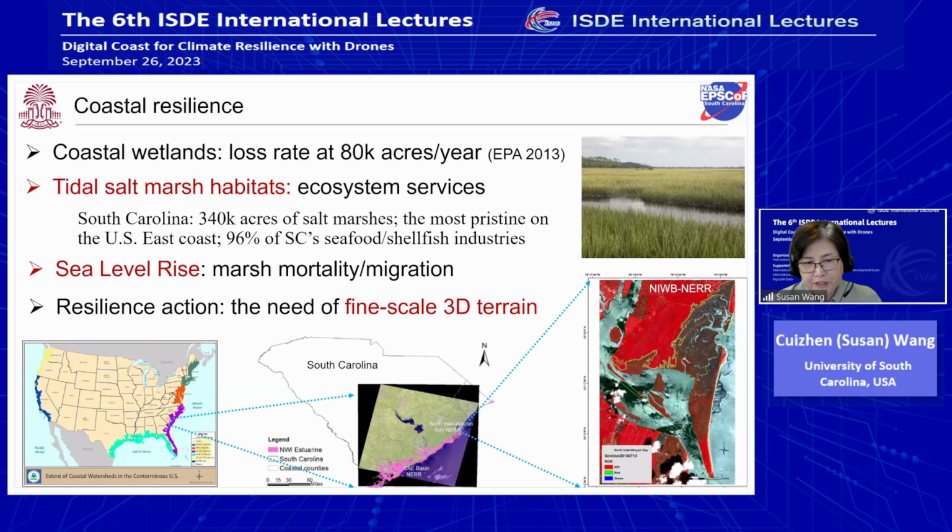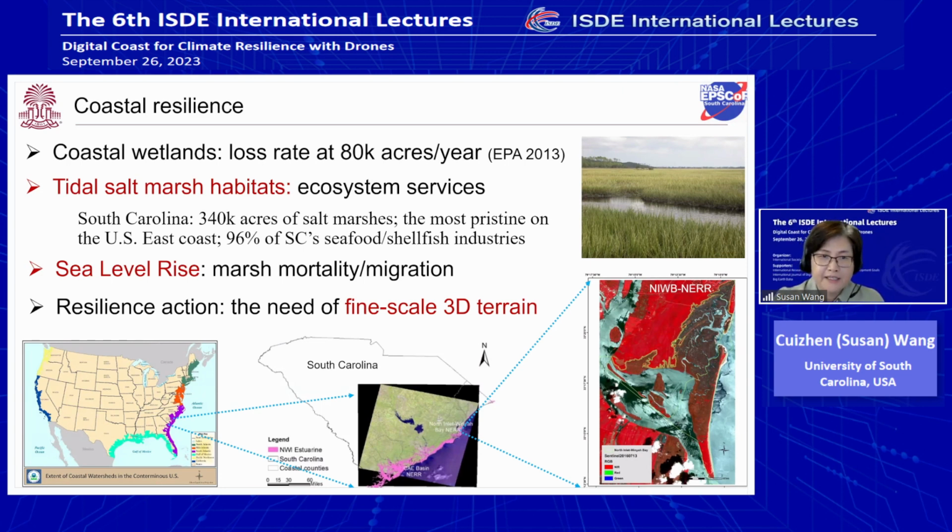And for fighting this sea level rise and to promote resilience action for the coastal communities, there is a need for fine-scale 3D terrain information, since the coastal wetlands are mostly very flat.